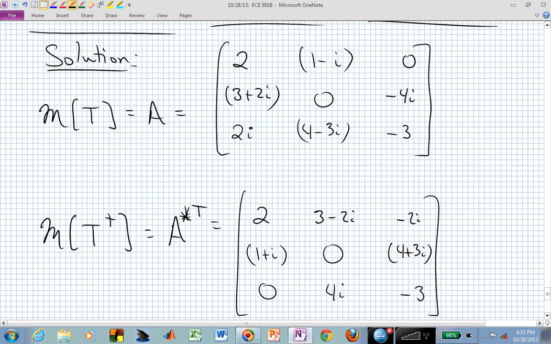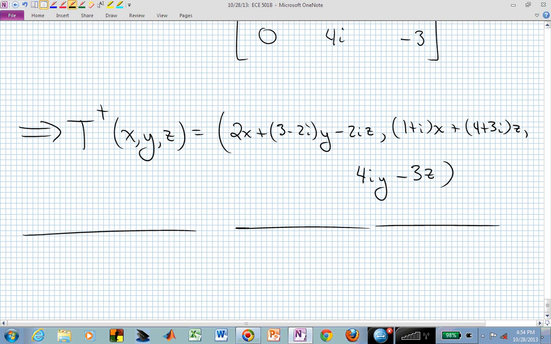Is that clear? It's a mouthful, but it's kind of fun. Now you can go home and start talking about adjoints and complex conjugate transpose, and everybody's going to go, would you just be quiet? No, I want to show you what I've learned.